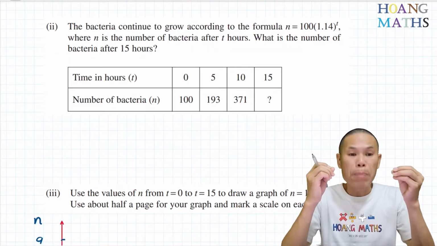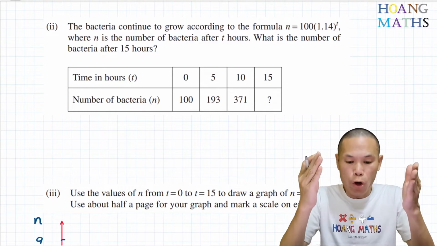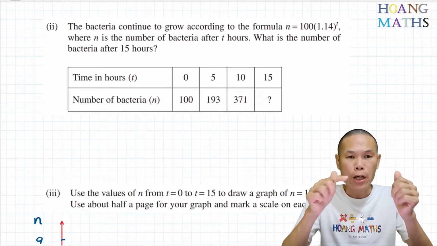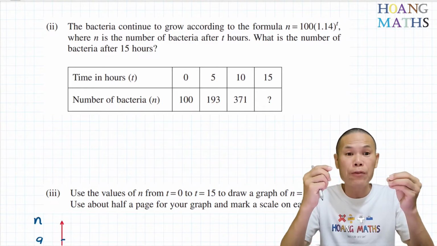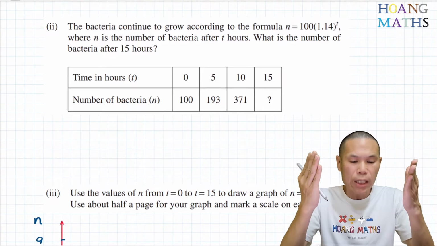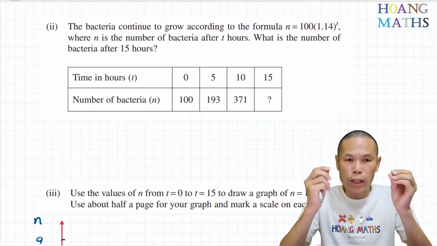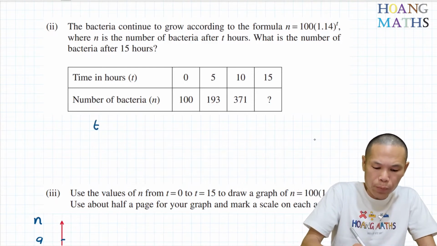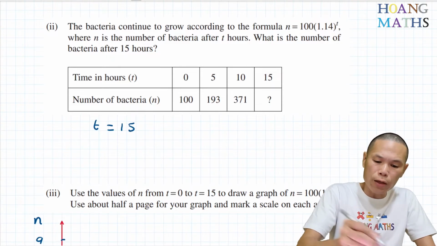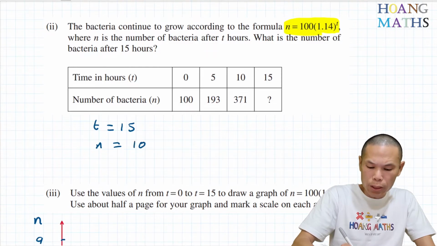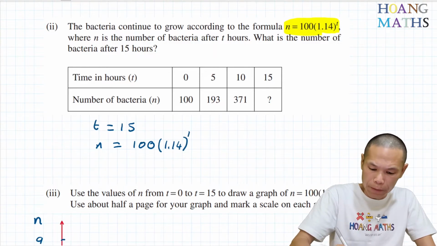Part 2. The bacteria continues to grow according to the formula n is equal to 100 times 1.14 to the power of t. We know that n is the number of bacteria after t hours, so t is time in hours. What is the number of bacteria after 15 hours? That means t is equal to 15. So when t is equal to 15, the formula is n equal to 100 times 1.14 to the power of t. So t is 15.